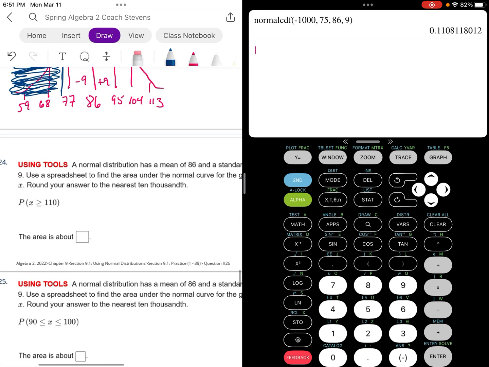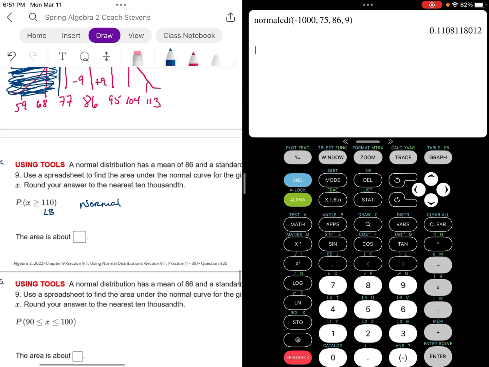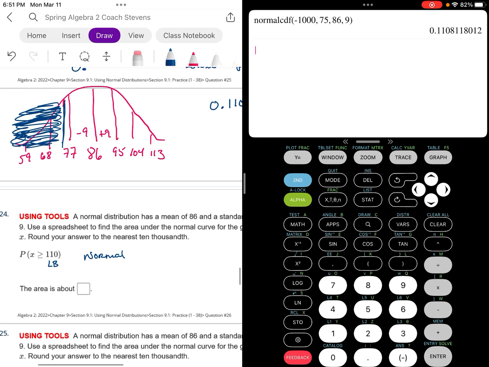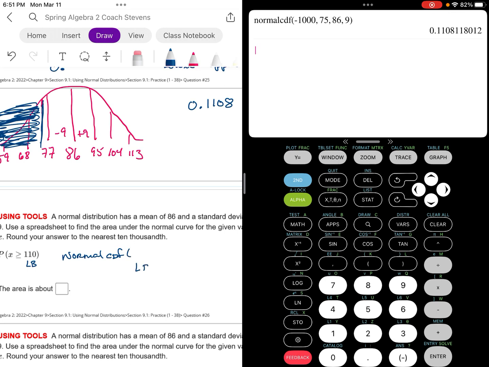On number 24, we're doing greater than, and we can go ahead and just use the calculator, so I'll help you with this one too. Since we're doing greater than, that tells me that 110 is my lower bound. Again, practice drawing the curve and looking at it. 110 is not on our list. So we use normal CDF. My upper bound, there's no end, so it's going to be something really big. We can put 10,000 in there. And then I finish up with the mean of 86 and the standard deviation of 9.